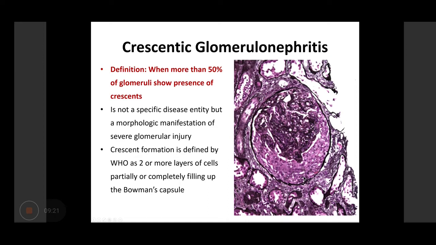Right? But according to the definition by WHO, a crescent can only be so called when the number of layers in this crescent is more than 2 or 3 cells thick, and it partially or completely fills up the Bowman's capsule. So this is what the crescent will look like. Now, when more than 50% of the glomeruli in the kidney biopsy show presence of crescents, then this is called a crescentic glomerulonephritis. As I said, this is not a disease-specific entity, but is a morphological manifestation of severe glomerular injury.